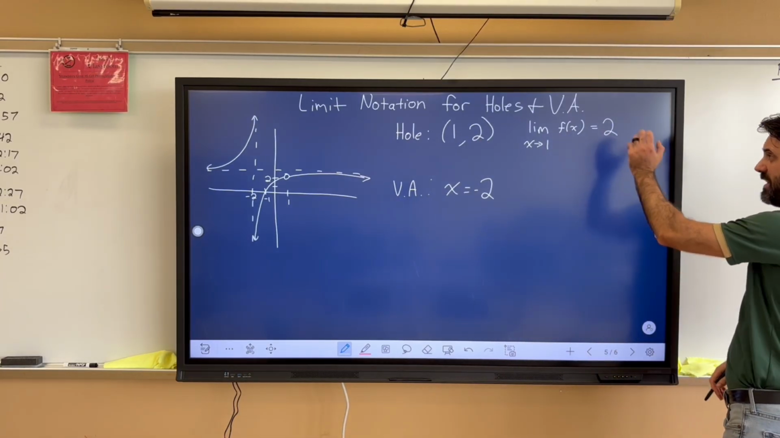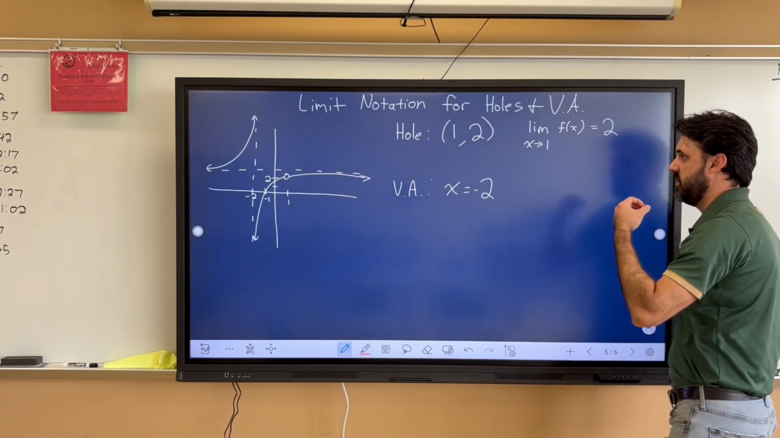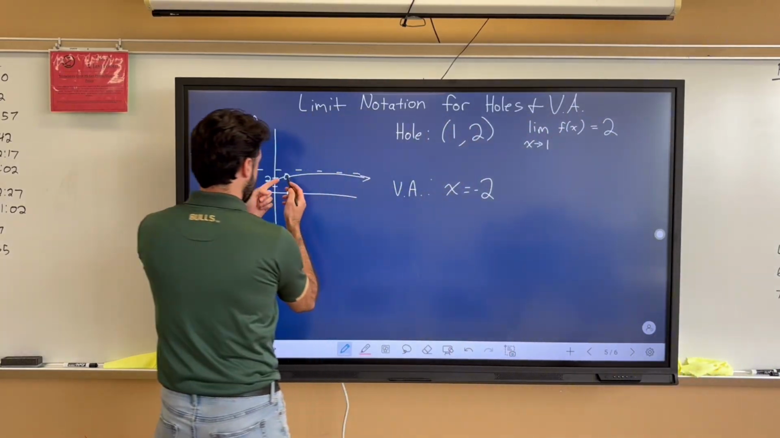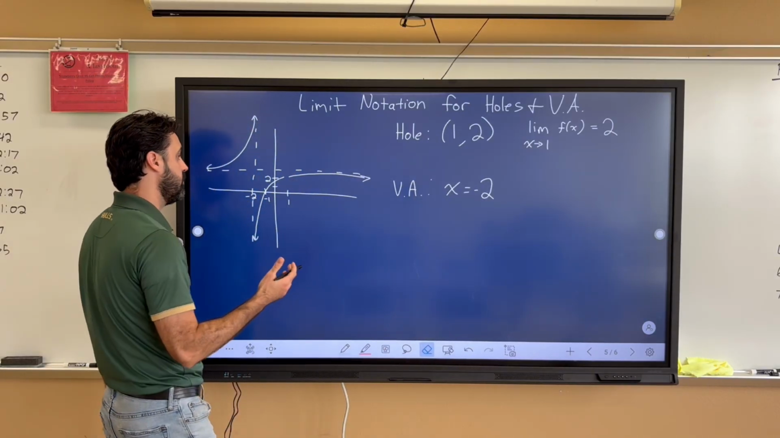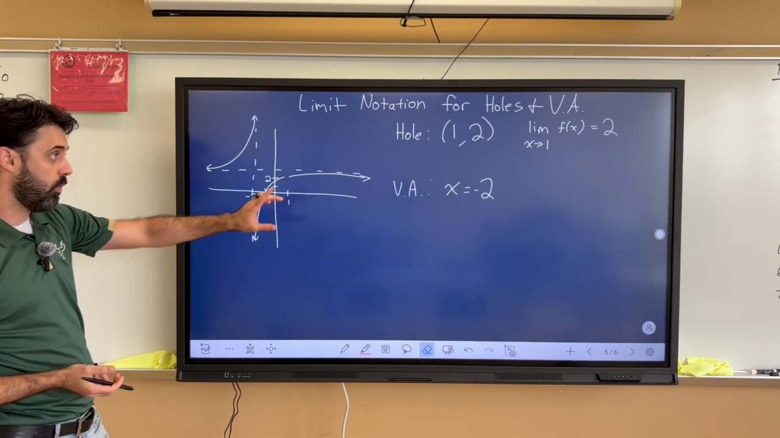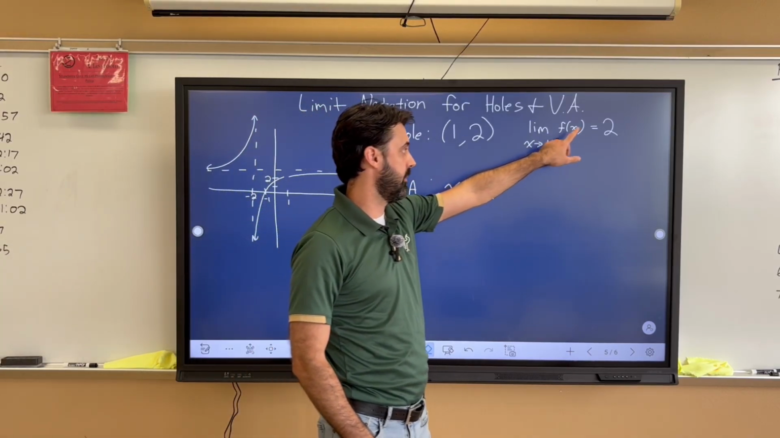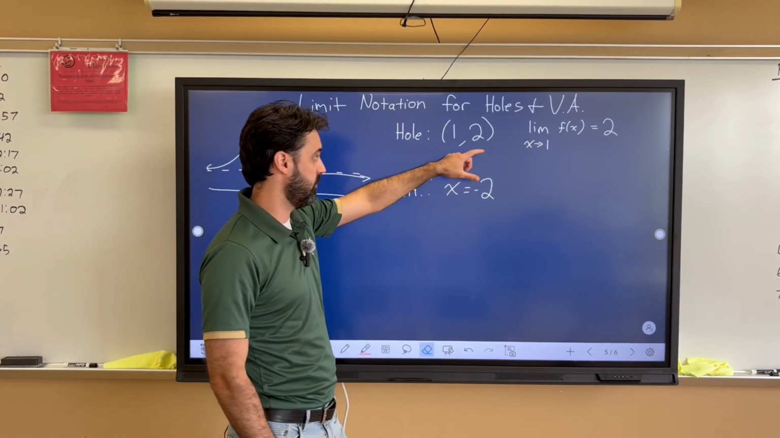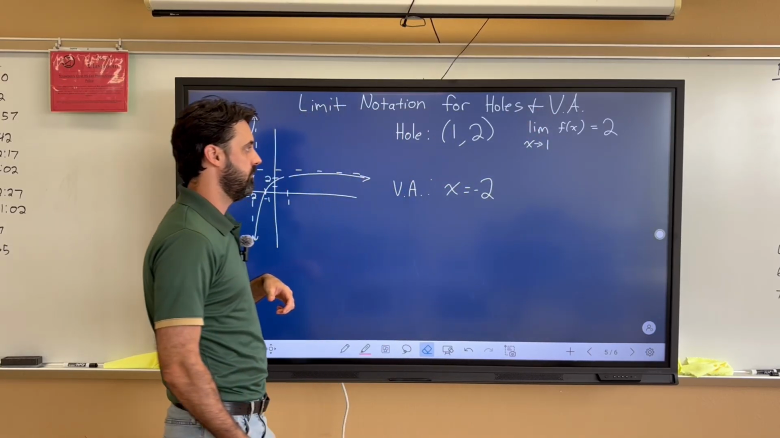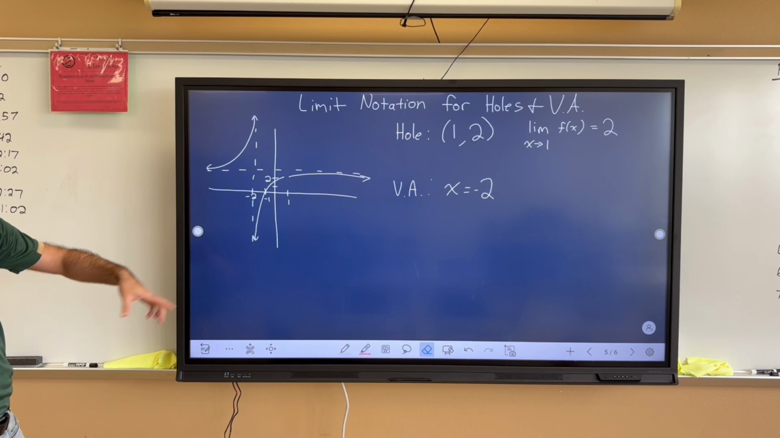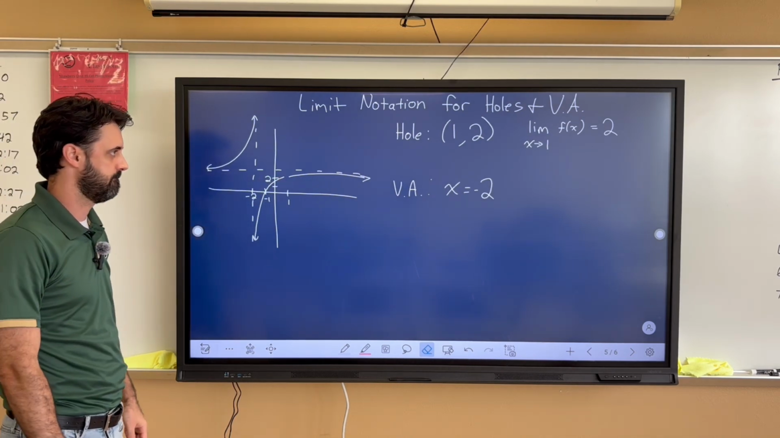Now, why write it like this instead of this? Well, it's because on the graph, we never actually get to that point. That open circle is just telling us there's no graph right there. So we approach the coordinate point (1, 2), but we never get there, which is why we write it as a limit. A limit is something that we approach, and you may or may not actually get to the point. In this case, we would not get to the point.